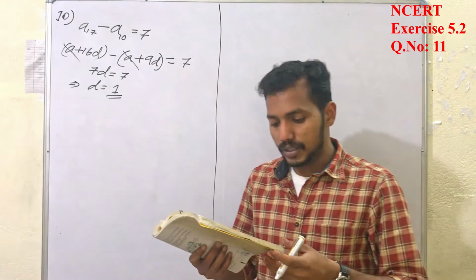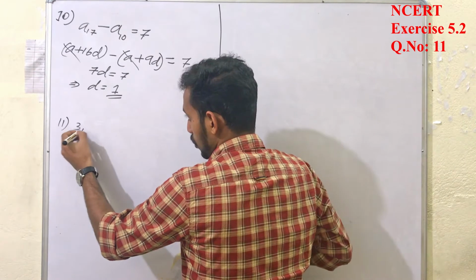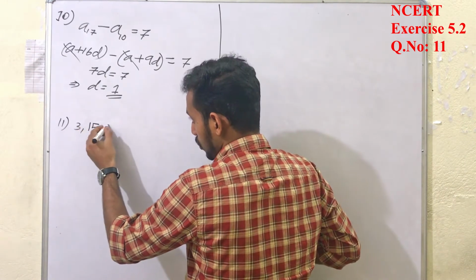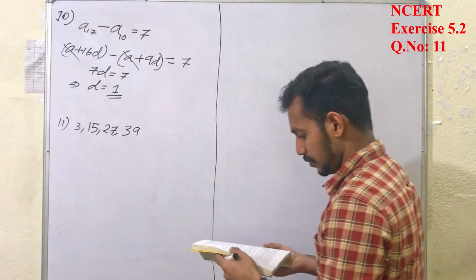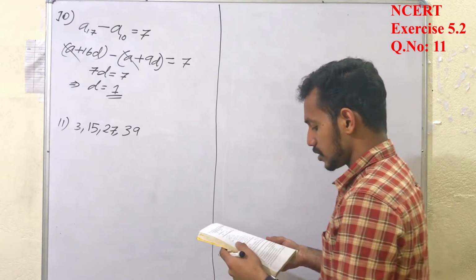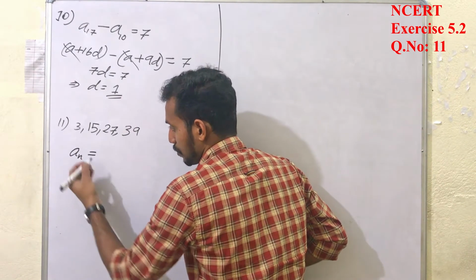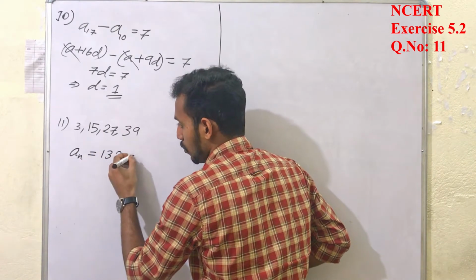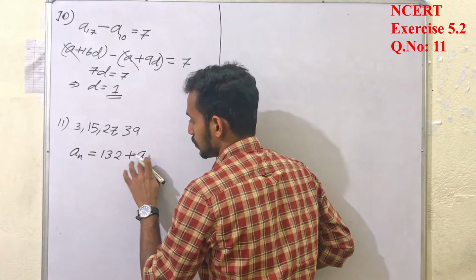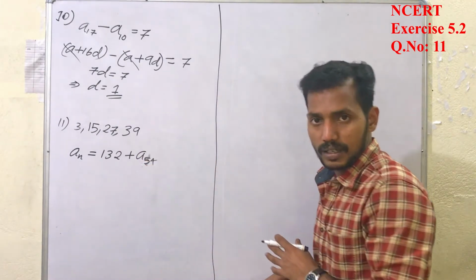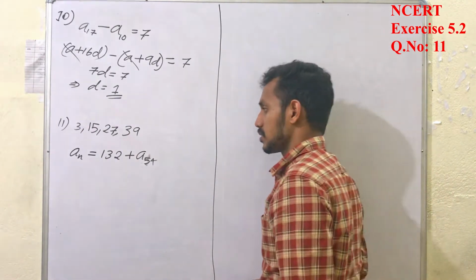Next, question number 11. Which term of the AP 3, 15, 27, 39 will be 132 more than its 54th term? So we have to find a term of this given AP which is 132 more than the 54th term. In two ways we can solve this question. I will discuss both methods.